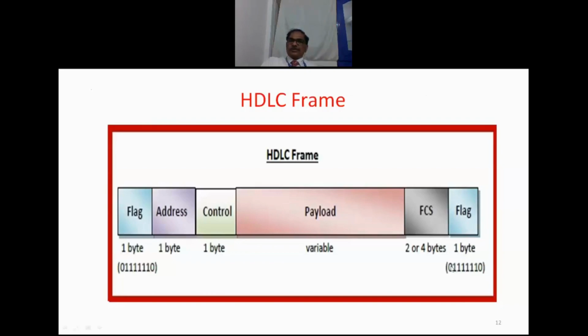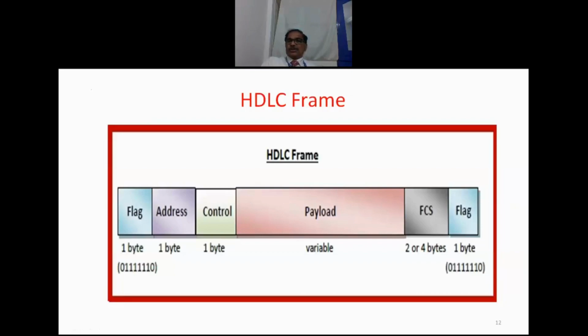Okay, again 7E is the flag byte. So this indicates the beginning of the frame, this indicates the end of the frame. Suppose after this we want to send the next frame, again the flag byte of the next frame comes at the beginning. So the same flag byte of the next frame will come again at this point. In that case, this flag byte indicates the end of the current frame, and this flag byte indicates the beginning of the next frame.